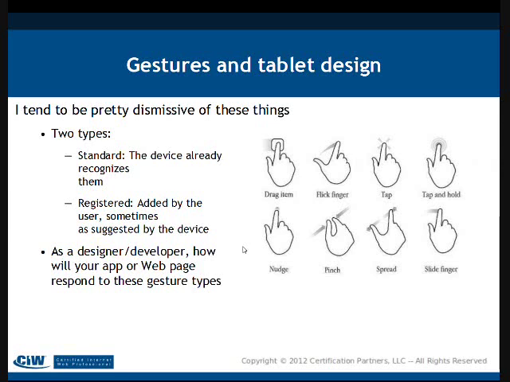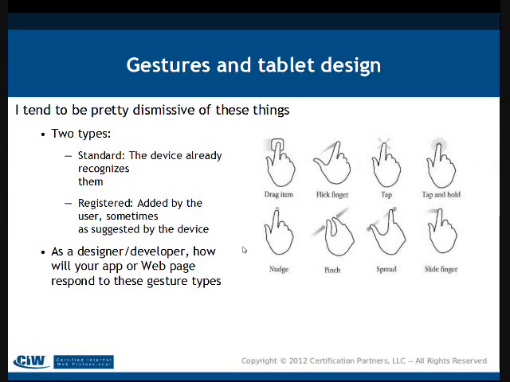Here are the gestures that typical people are using. You can use your finger, your index finger, to drag an item, to flick things. People are tapping. They're tapping and holding. Again, it's a very tactile environment here. You can nudge content. You can pinch and spread pages, right, and then slide fingers. I think these are the major gestures that are there, and there are two types of them. First, the standard ones that the device is already configured to recognize.